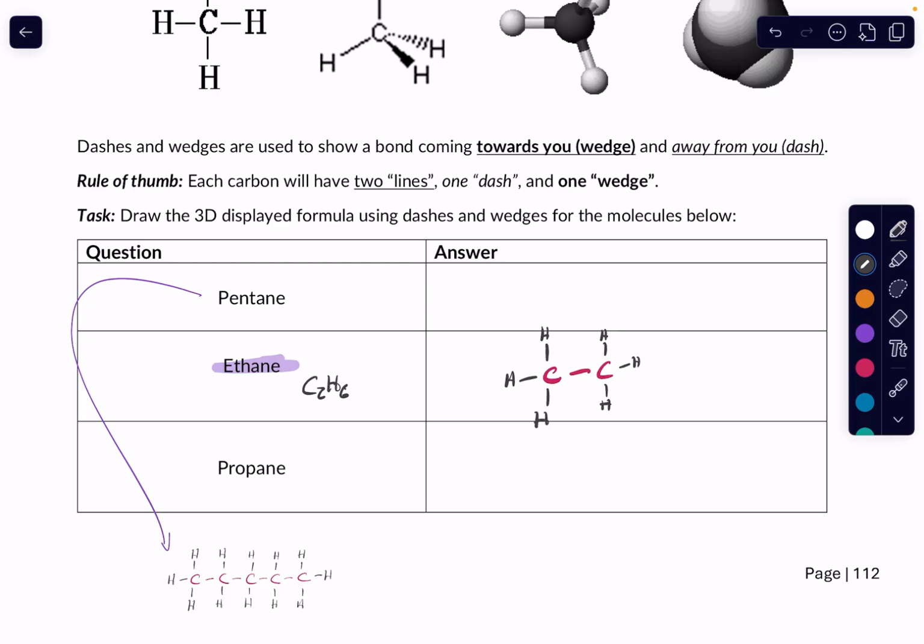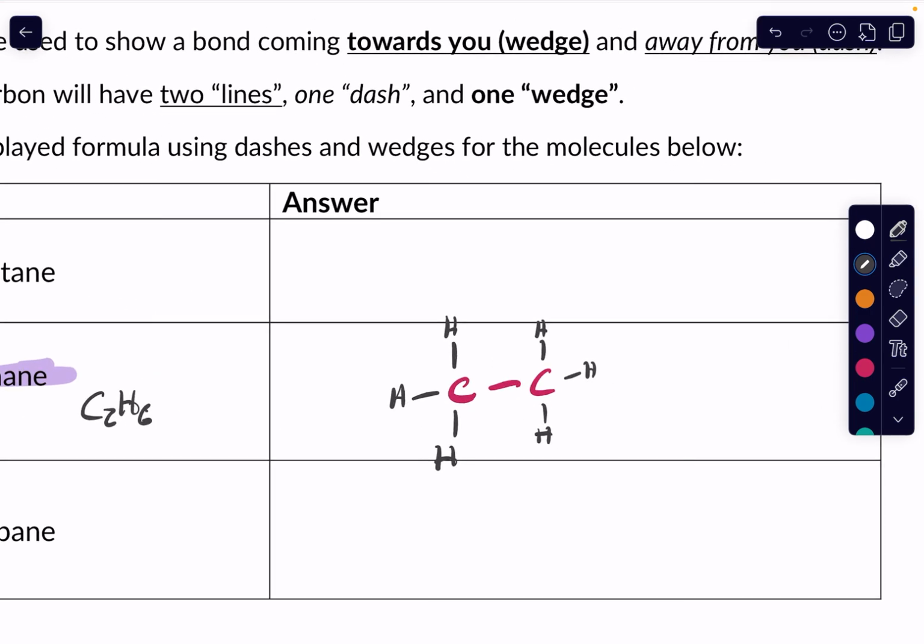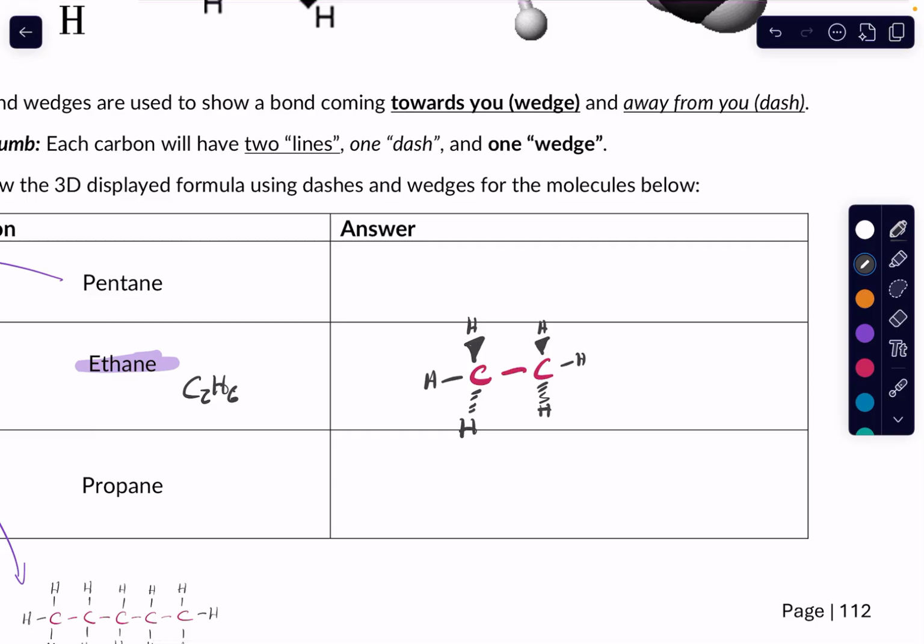Now, like I said before, the rule of thumb is carbons will have 2 lines, 1 dash and 1 wedge. Now, I always find this easier to do with the dashes and the wedges in the same plane. So I'm just going to do the top ones as wedges. So I've got 1 wedge, and the bottom one will be a dash. The carbon over here has 1 wedge and 1 dash. Now, truthfully, there is no difference where you put those wedges and dashes, so long as carbons have 1 wedge and 1 dash bonded to them. It doesn't change the bonding, it just shows in 3D which ones are sticking out and which ones are sticking in.